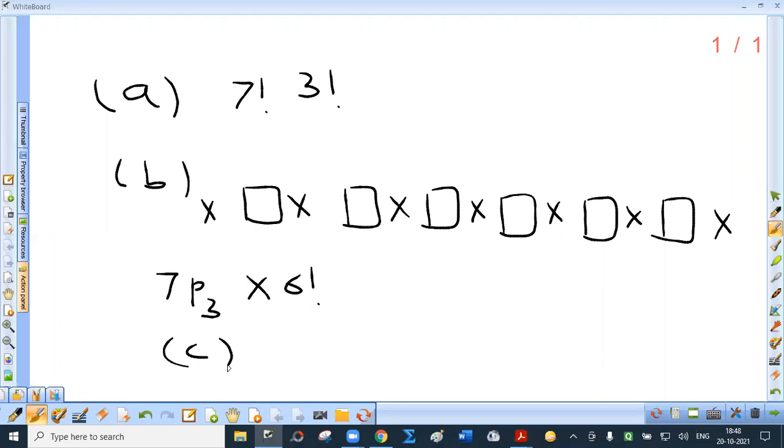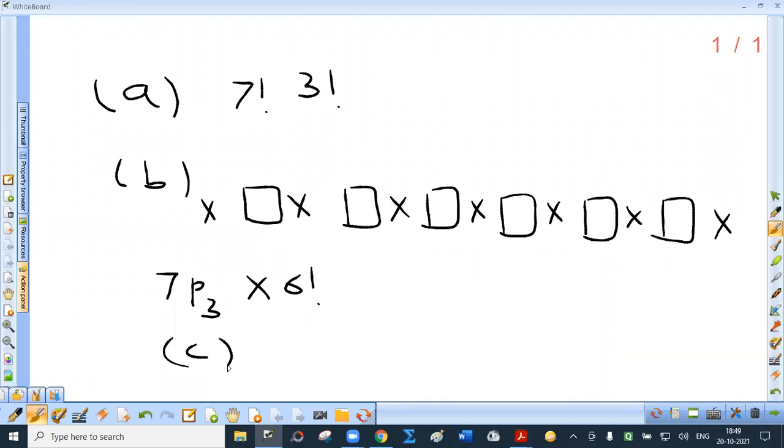Consonants are at even positions. Now in the word algorithm, even positions are 2nd, 4th, 6th and 8th. There are 4 even positions and 6 consonants. How many letters are there? 9. Yes. So 4 even positions.